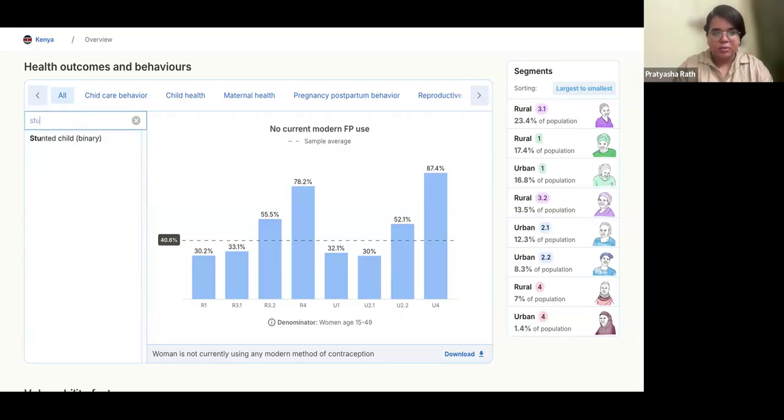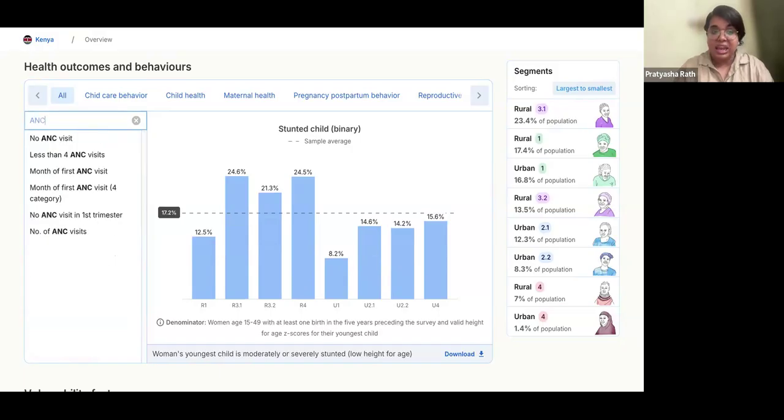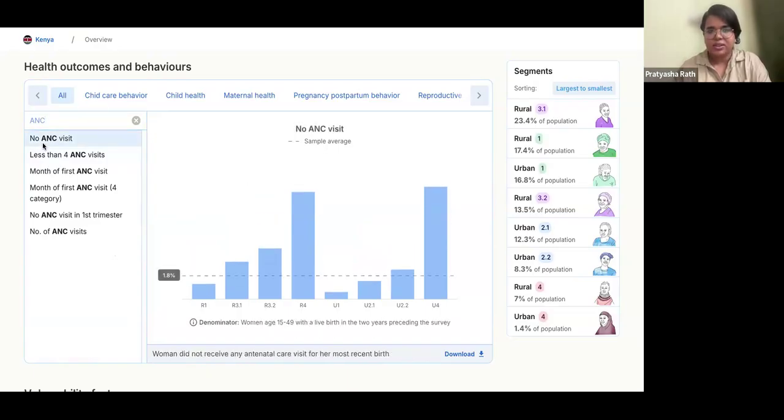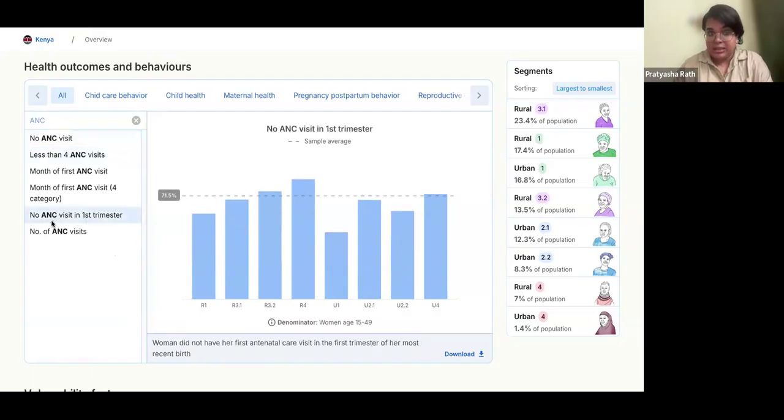I could also look at other variables, like say I want to look at stunting and I want to see, are there variables around stunting? You can start seeing that. I want to look at some health behaviors, like say ANC. You have a lot of behaviors that are already captured. There's no ANC visit. There is less than 4 ANC visits. Late ANC, right? No ANC visit in first trimester. These are all very important outcome areas where you can see how different segments perform along these indicators. And based on that, you can make a decision on where you want to focus.